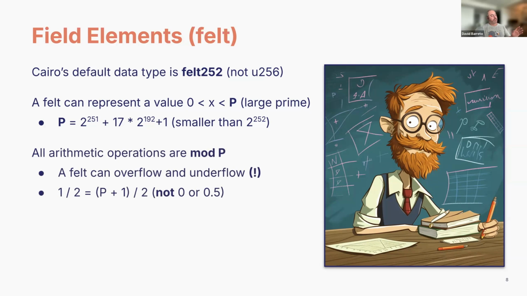Now, as I mentioned, because the field is bound on the upper side by this prime number, every operation is applied mod p. So if you do, I don't know, 2 plus 5, you are really doing 2 plus 5 mod p, p being this large number. As a corollary, a felt can overflow and underflow because of this modulus p, which means that if you define the division 1/2, it's not really 0.5. What is actually happening under the hood is (p plus 1) divided by 2. So it will give you a very large number.